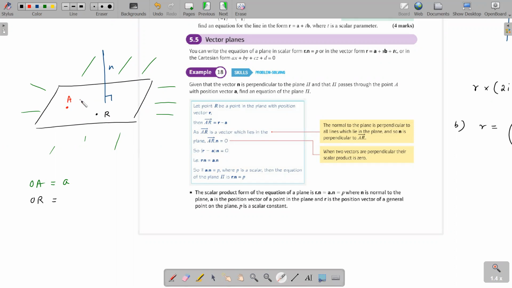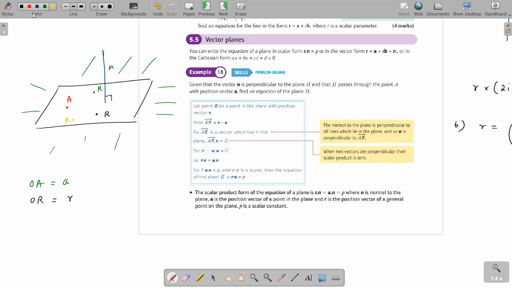A is a very specific point. A does not move, because A is a fixed point on the plane. But R is a general point, which means it can go anywhere as long as it stays on the plane. Let's say the position vector OR is simply R. Now, regardless of where R is, these are different positions that I'm marking for R.